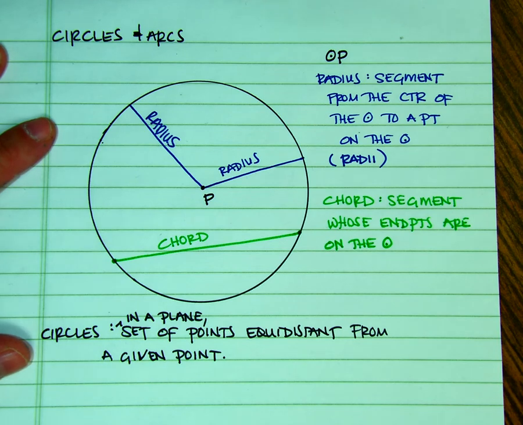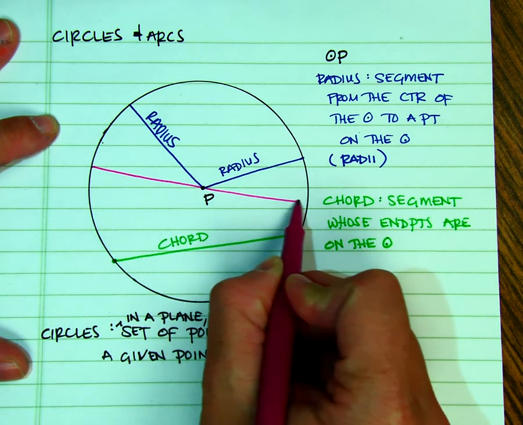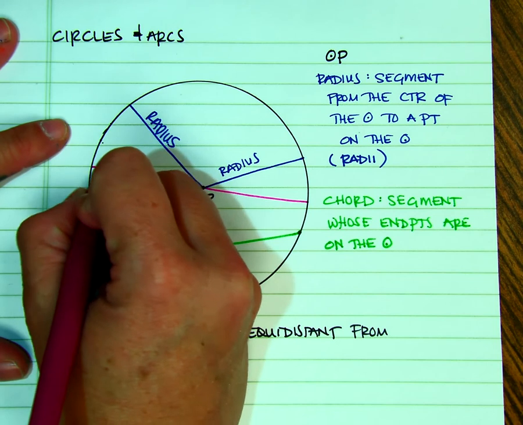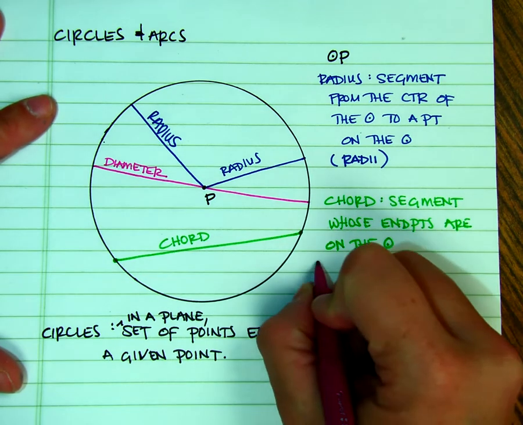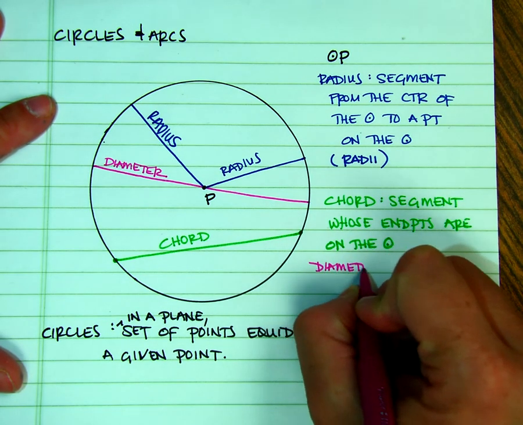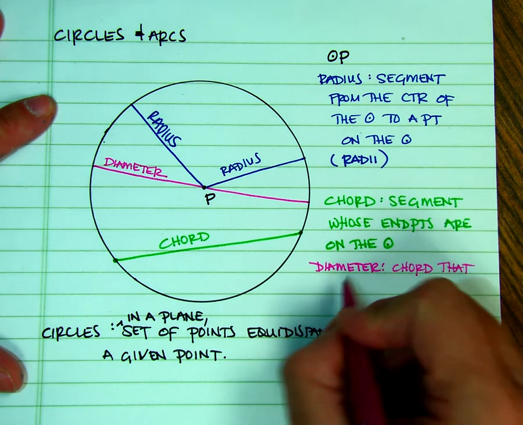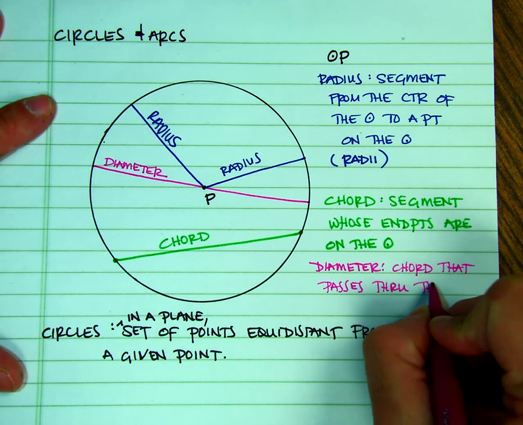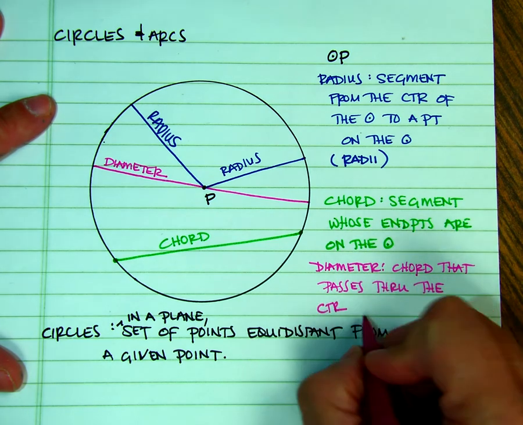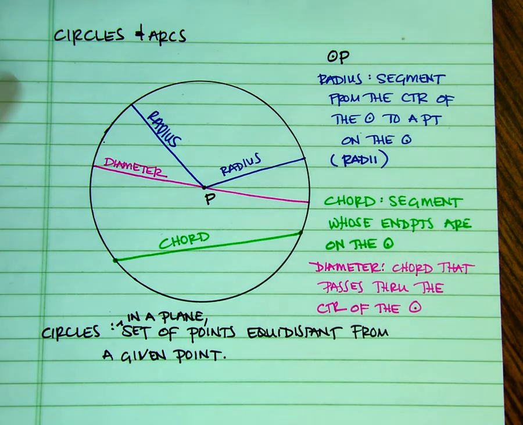Then we have a special chord that goes through the center. And this is called a diameter. So a diameter is a chord that passes through the center of the circle. Okay, and just to let you know, the diameter is the longest chord in any circle.